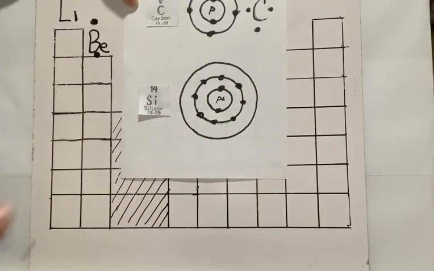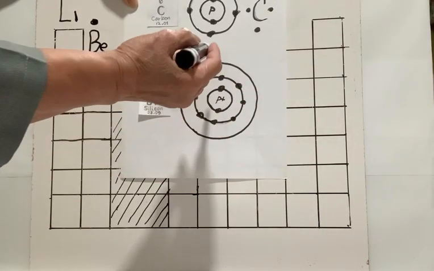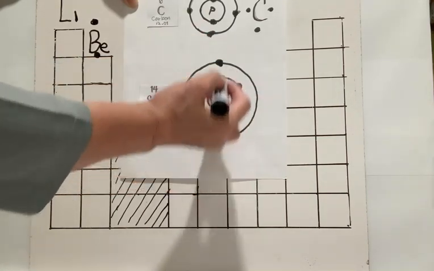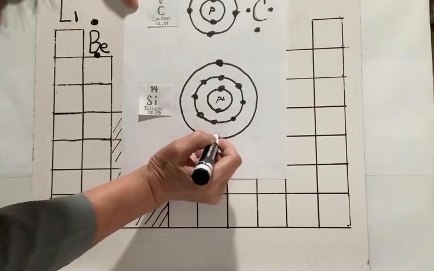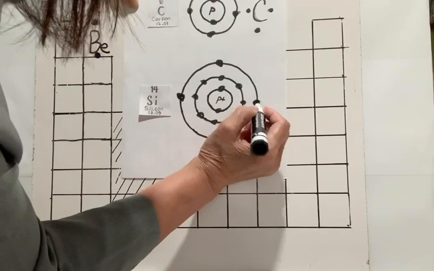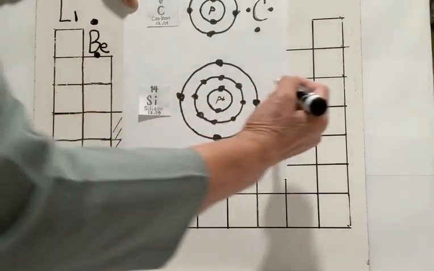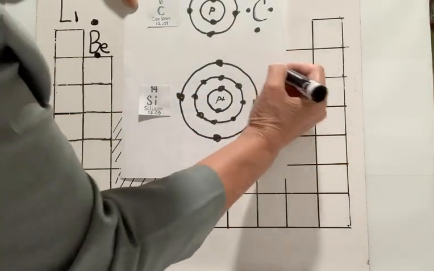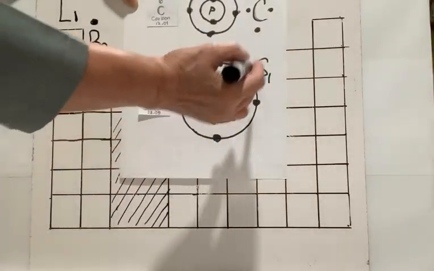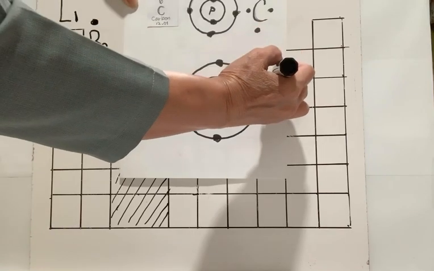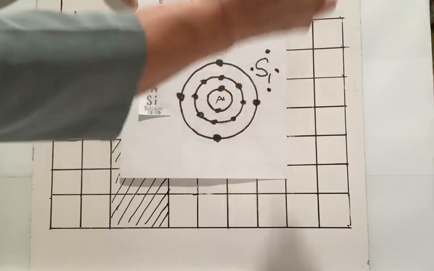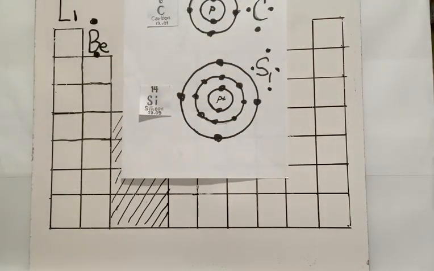So, 10. 4 more. The 4 valence electrons will proceed to the next energy level. So 1, 2, 3, and 4. So look at the electron dot diagram of silicon. Silicon with the 4 valence electrons: 1, 2, 3, and 4. They have the same number, right?